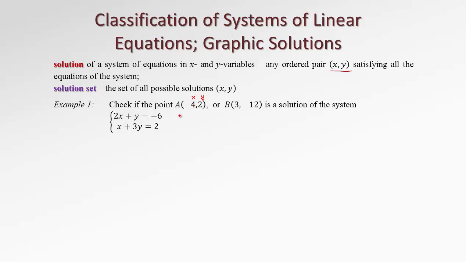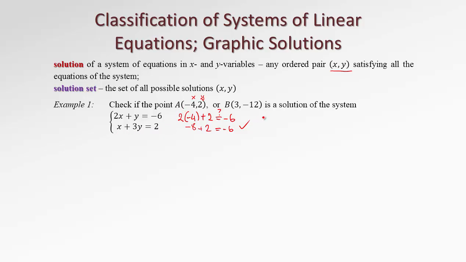2 times x. X is -4, so it's 2 times -4 plus y, which is 2. Is that equal to -6? Is this true? Well, we have -8 plus 2. Yes, it is -6. So yes, this point satisfies the first equation. But that doesn't make it a solution to this system of equations yet. We still need to check if the second equation is satisfied by this point.